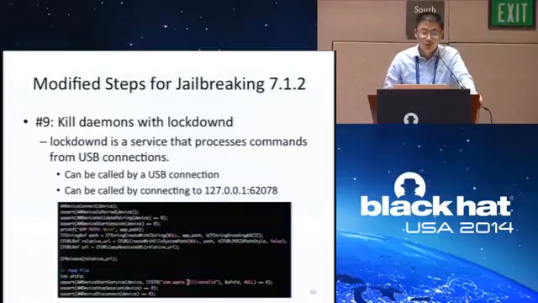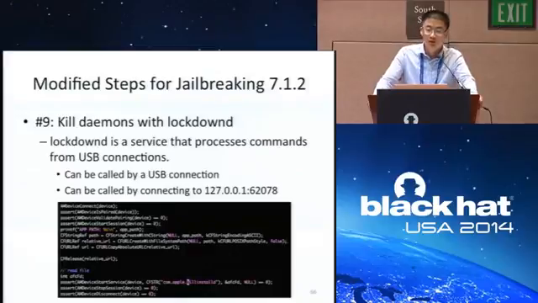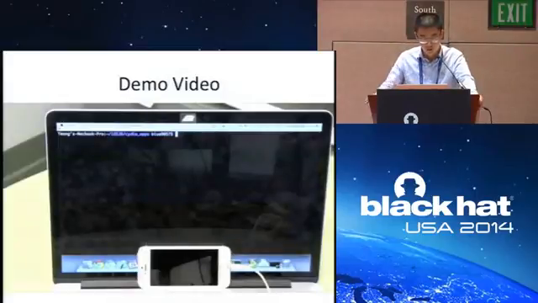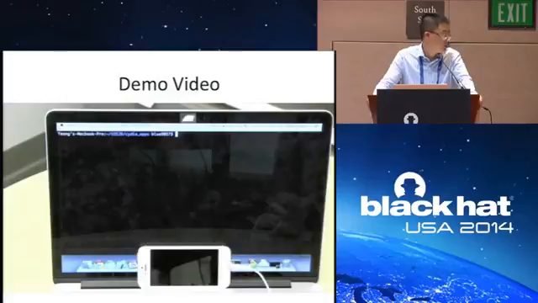And after every time you reboot your phone, if you want to get root, if you want to run unsigned code, you need to run another app which will ask lockdownd to kill the two important services. And this can be done through the USB connection or by directly calling the localhost service. And next, Yangjing will show a quick demo of our work and conclude the talk.